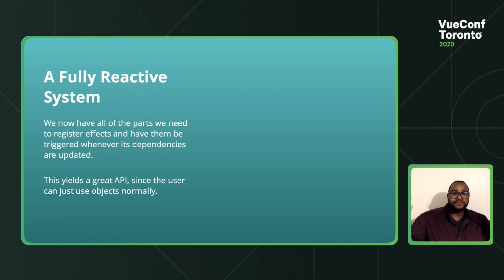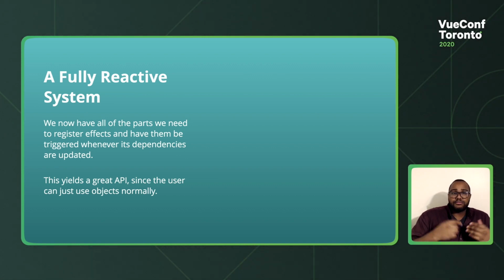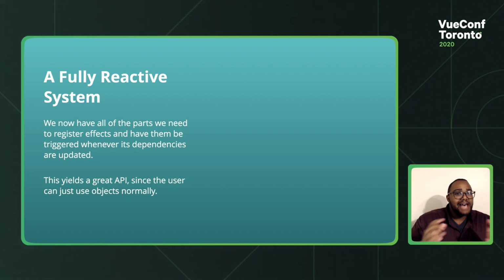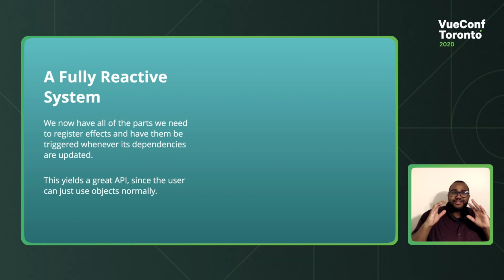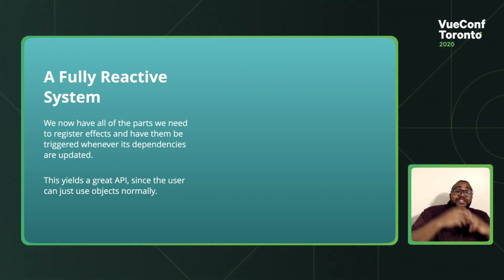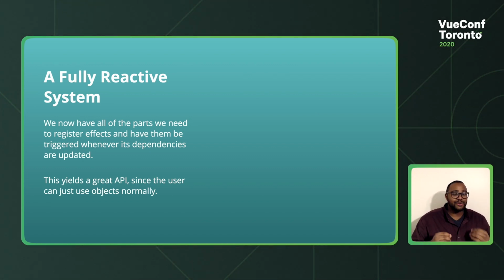All of a sudden, we've got a fully reactive system, right? We have everything that we need to get something reactive. And in fact, this yields a fantastic API, right? Because if you remember our code example from before, we had an update Y function, and no one wants to use the update Y function. You want to just access Y, right? And with this system, you can just use objects normally. You can access whatever values, you can change whatever values, but you can declare what effects you want to happen when these values change. And that's what makes it so powerful.